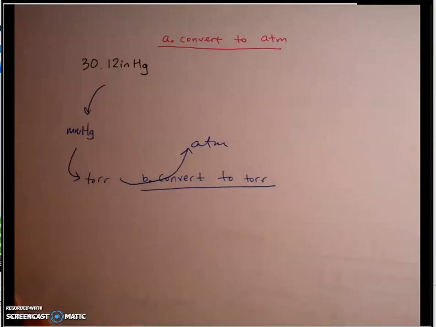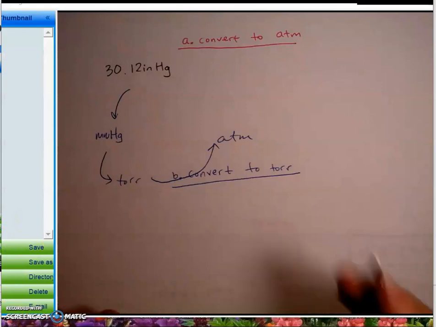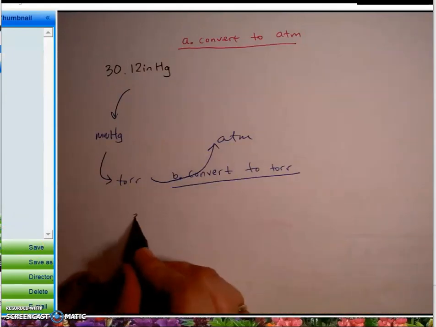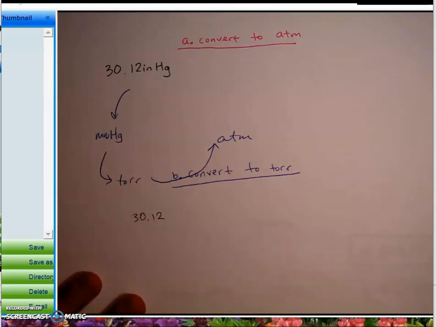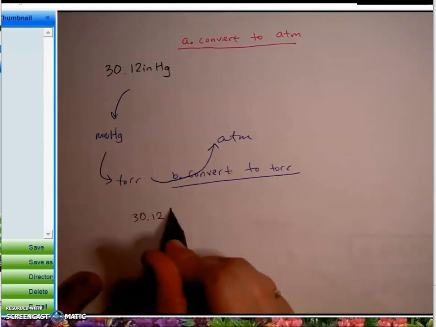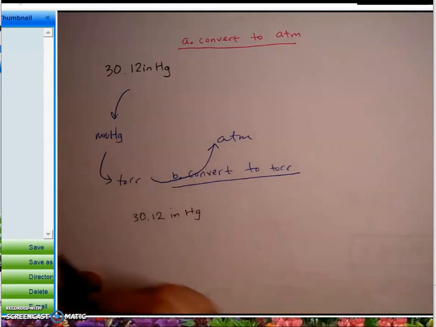We were about to do this example problem, taking that 30.12 inches mercury and converting it to atmospheres so we can compare it to 1 ATM as a useful reference, since a lot of us don't have an idea of inches mercury, what's normal and what's not normal.